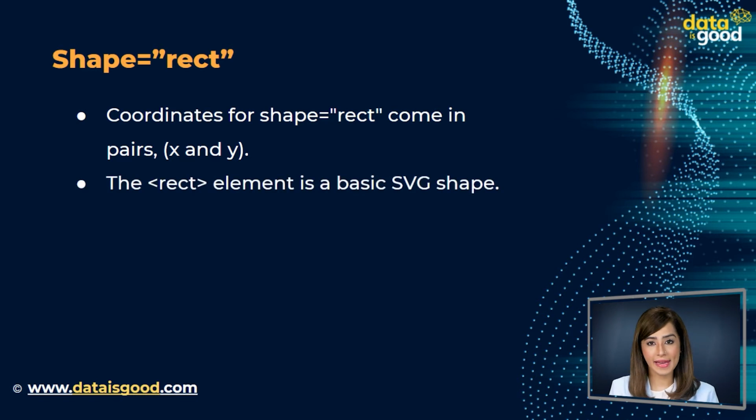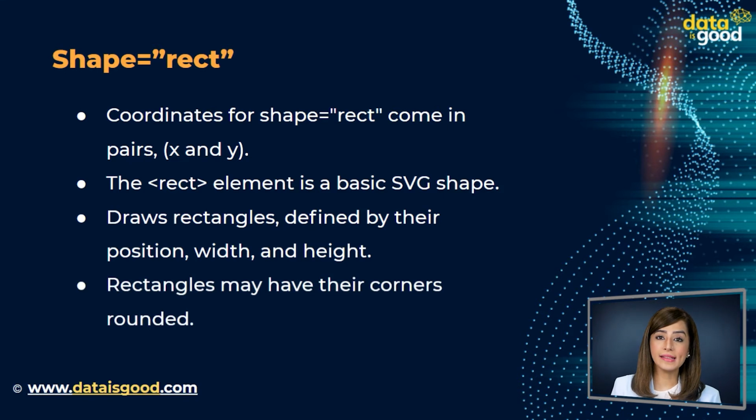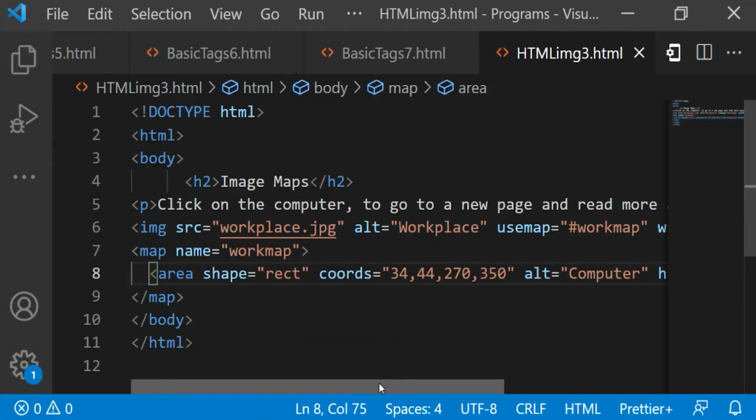The rect element is a basic SVG shape that draws rectangles defined by their position, width, and height. The rectangles may have their corners rounded. Here's an example of shape rect. The width and height attributes of the rect element define the height and the width of the rectangle.